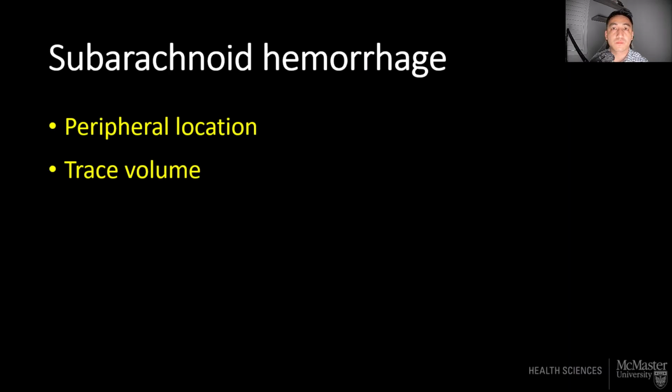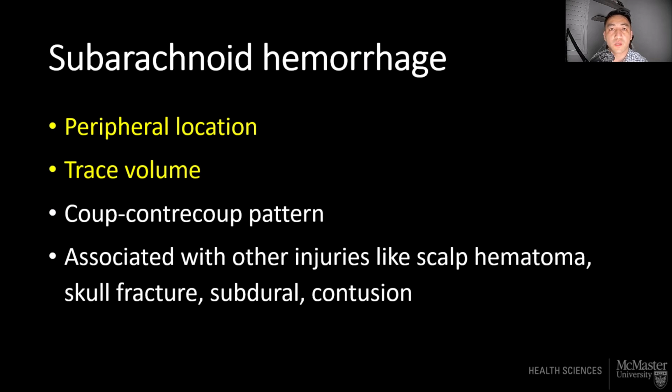All right, moving on to traumatic subarachnoid hemorrhage. Traumatic subarachnoid is easy when the history of trauma is clear. Sometimes, however, we are not provided history of trauma or the history is unclear, but we still need to be able to call traumatic subarachnoid hemorrhage in those cases. The characteristics of traumatic subarachnoid hemorrhage are peripheral location, so the convexity sulci, trace volume, if multiple, a coup contra coup pattern, and if we're lucky, other injuries.